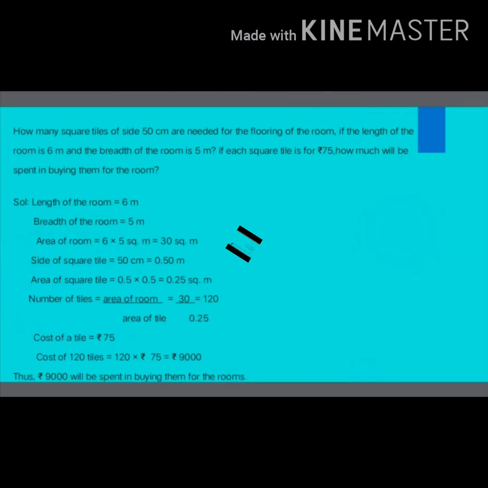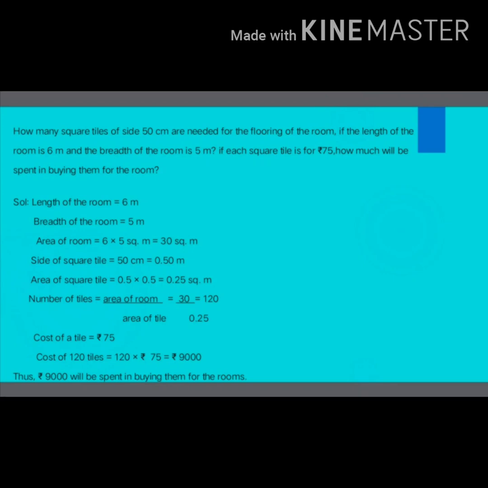Let us see another example. How many square tiles of side 50 centimeters are needed for the flooring of the room if the length of the room is 6 meter and the breadth of the room is 5 meter? If each square tile is for rupees 75, how much will be spent in buying them for the room?